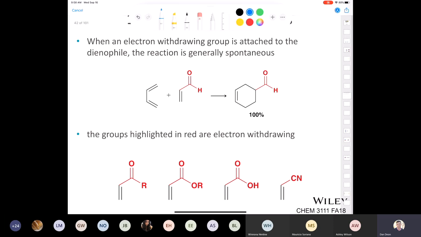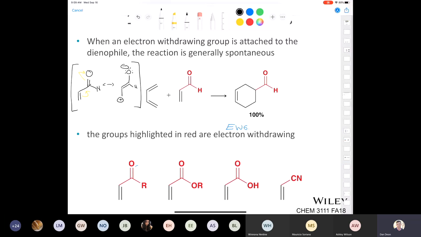Why is this aldehyde, why is this carbonyl, why is a ketone, why is an ester, why is a carboxylic acid, why is a nitrile, why are these all electron withdrawing groups? Okay, right? These are the electron withdrawing groups, all highlighted in red. The answer is because if you were to draw this dienophile with your carbonyl like this, right? Think about it. You can draw the resonance arrows like this, okay? Where you show this resonance structure and you have the negative charge delocalized up on the oxygen like this, and then you have the positive charge down here like that.